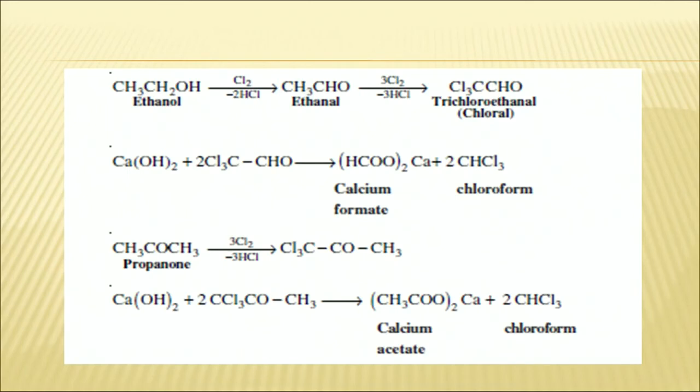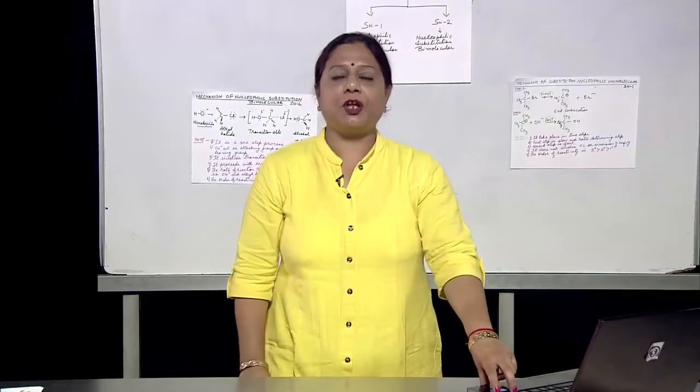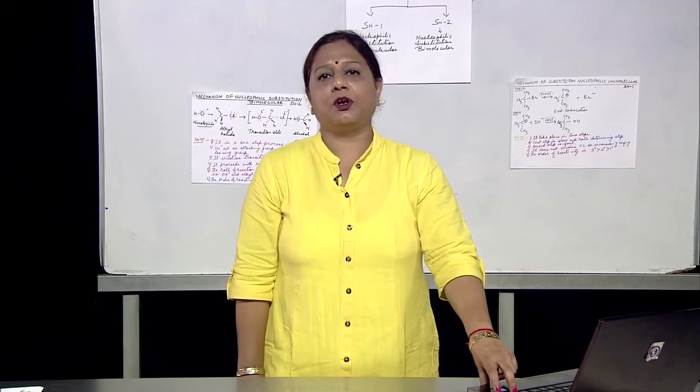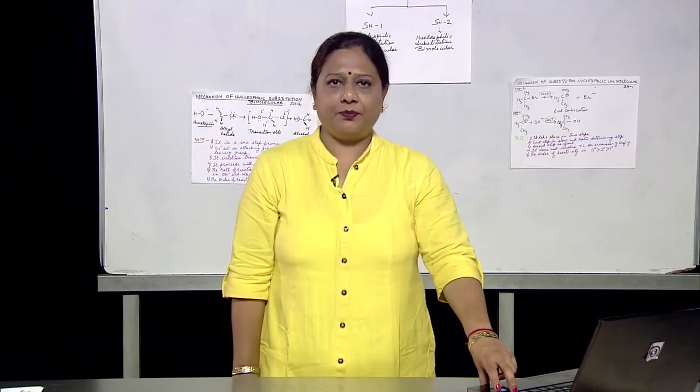So, there are various methods to obtain chloroform. You can also get it from propanone or acetone. You get the product, that is trichloropropanone, and then you react with calcium hydroxide, form calcium acetate, and you get chloroform. So, you can obtain it from alcohol, and you can obtain it from propanone also.